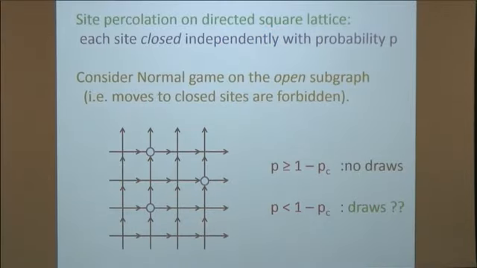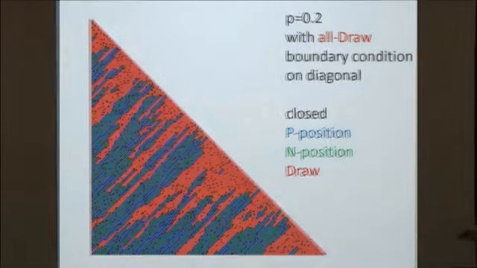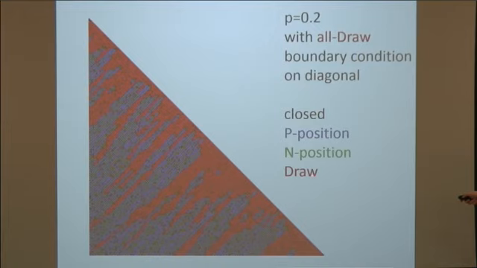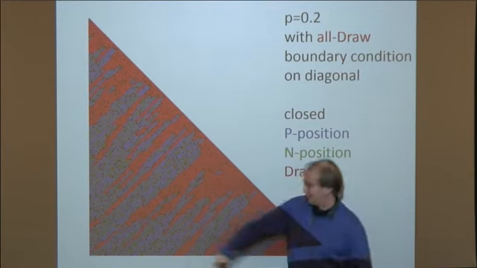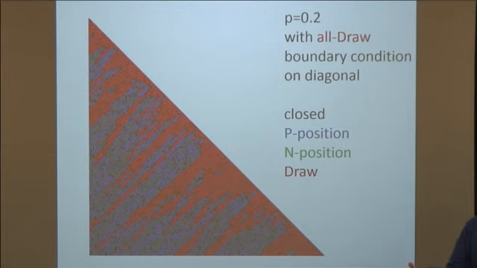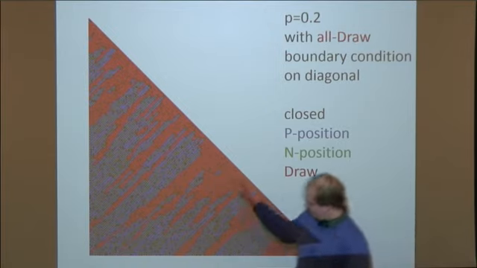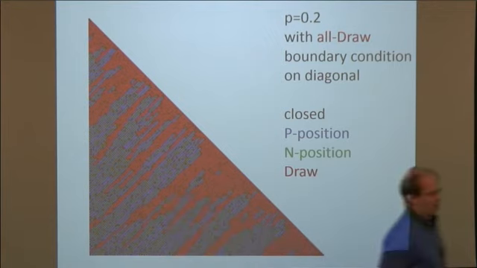So the thing you want to do is put draws on the boundary. So here's what happens if you declare the game a draw when you get to this boundary and then propagate backwards. Red denotes draw positions, and blue and green are wins and losses. You can see the draws certainly persist down quite a long way, and if you want to know what happens on the infinite lattice, that's equivalent to asking what happens if you just propagate further and further down. Do you ever see any red surviving?